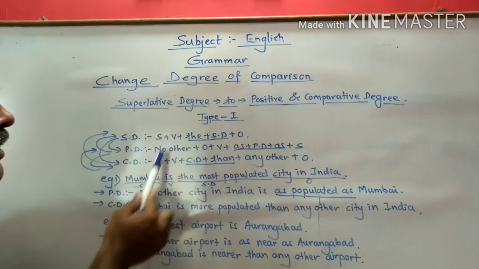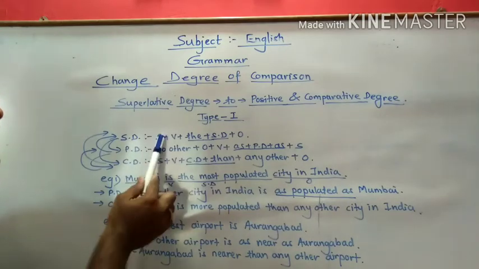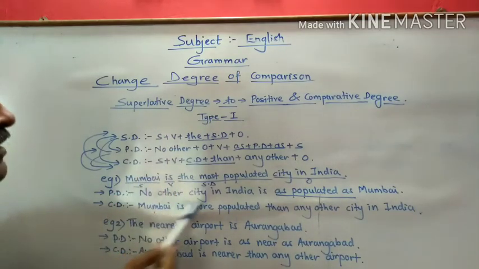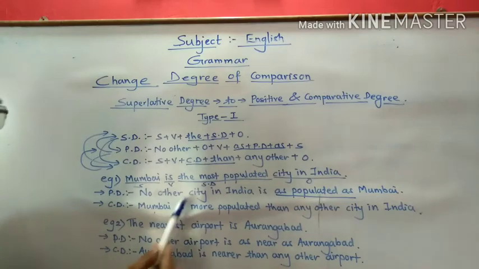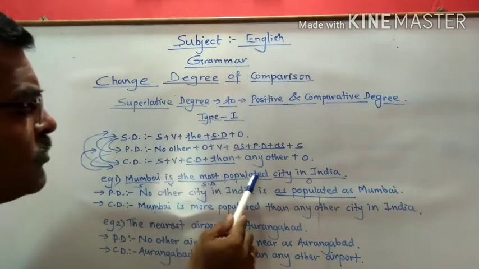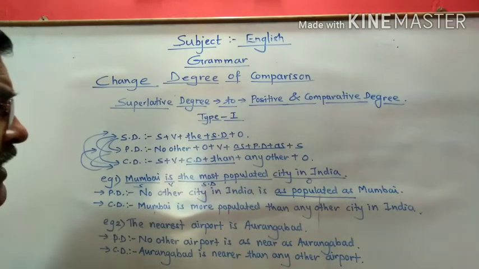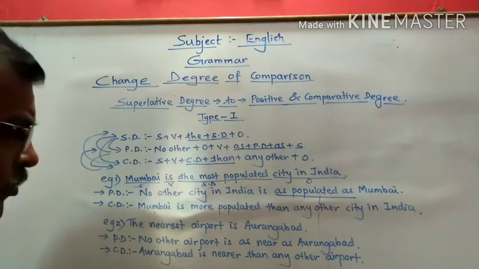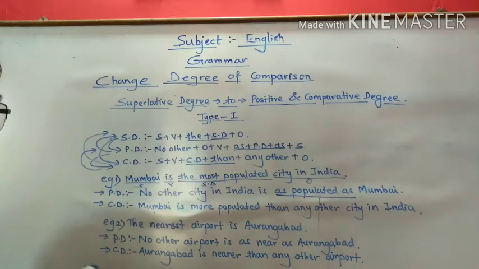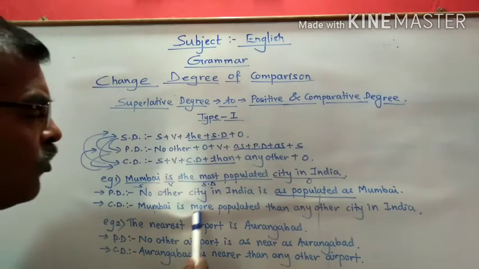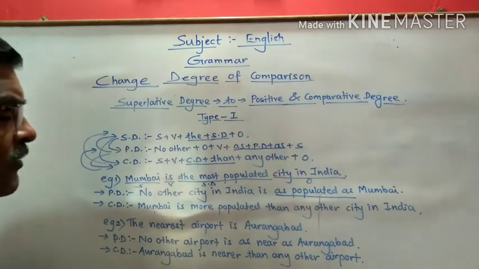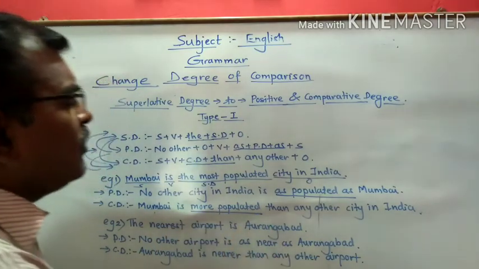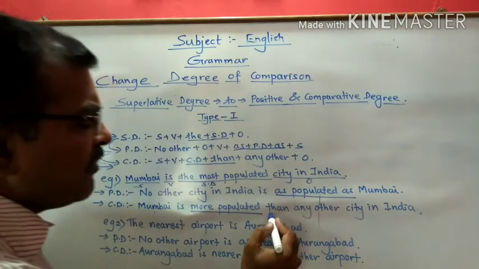See, in the beginning we need a subject. What is our subject? Subject is Mumbai. We have taken Mumbai. Then we need a verb. We have taken the verb "is". Now the superlative degree, "the most populated" is the superlative degree. Now we need the comparative degree. The comparative degree of "the most populated" is "more populated". So we have taken "more populated". We know with the comparative degree we need "than", so we have taken "than".